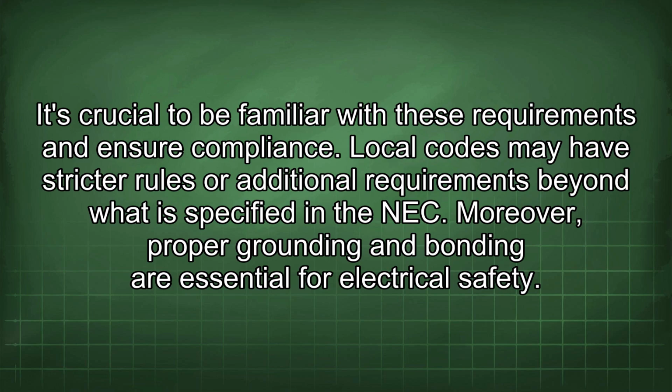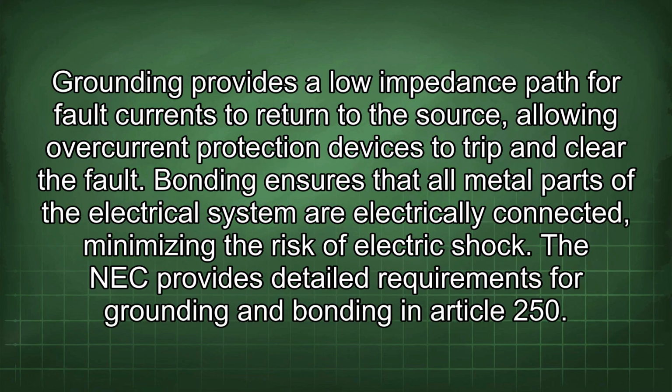Moreover, proper grounding and bonding are essential for electrical safety. Grounding provides a low impedance path for fault currents to return to the source, allowing overcurrent protection devices to trip and clear the fault. Bonding ensures that all metal parts of the electrical system are electrically connected, minimizing the risk of electric shock. The NEC provides detailed requirements for grounding and bonding in Article 250.